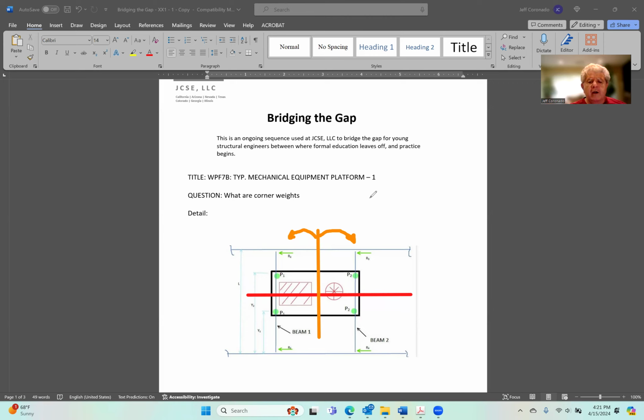If you are not getting cut sheets for whatever reason, perhaps you're evaluating a structure that's already built and you know the mechanical equipment, but you're not getting cut sheets for it, you may have to make some assumptions.